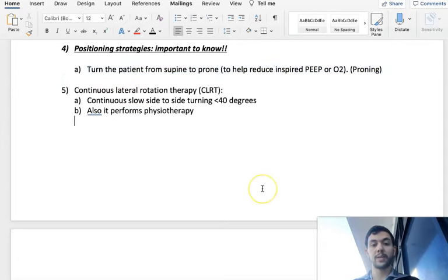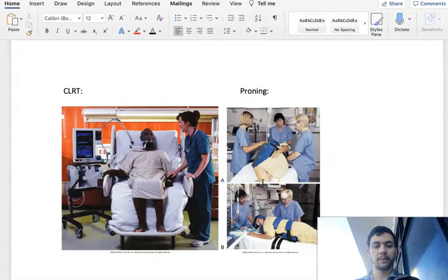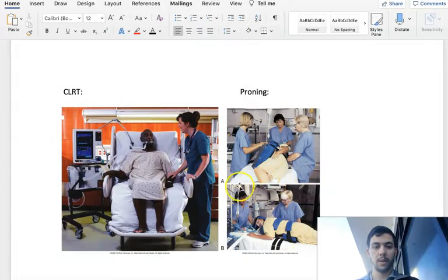You have continuous lateral rotation therapy, which is basically a continuous slow side-to-side turning, less than 40 degrees, and it also performs physiotherapy. So here's the proning, and this is the CLRT. You can see here.